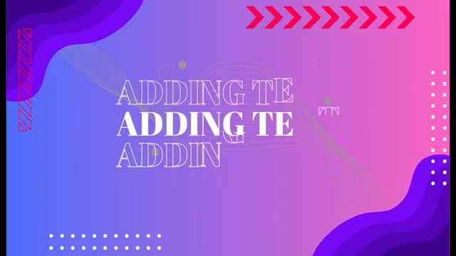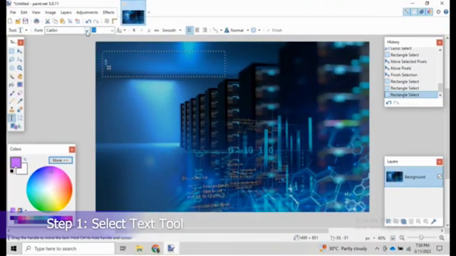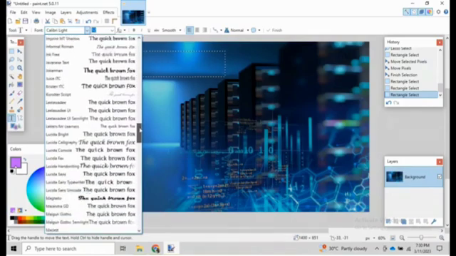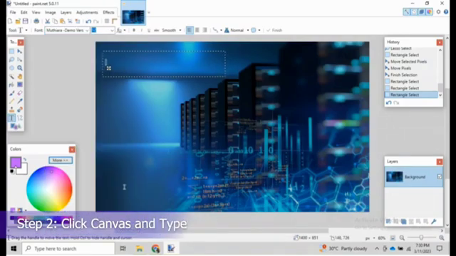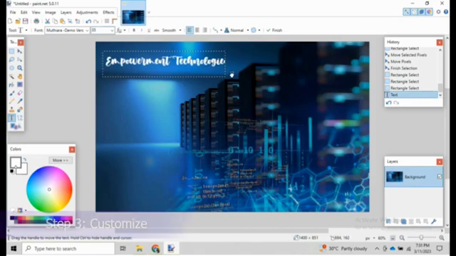Adding text. To add text to your image, select the text tool from the toolbar. Click on the canvas where you want to add the text and start typing. You can change the font, size, and color of the text using the options in the toolbar.